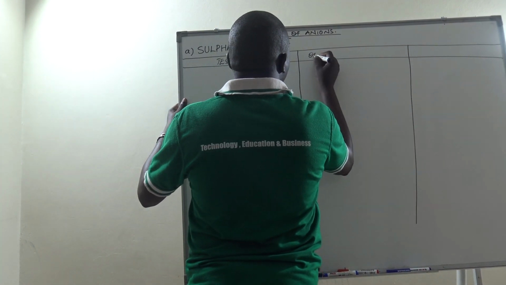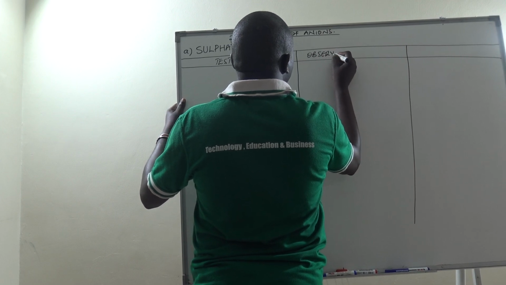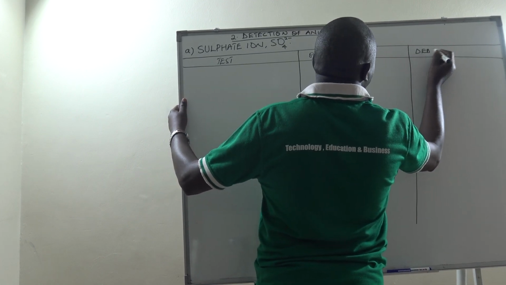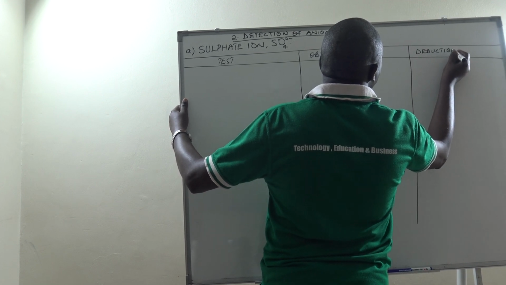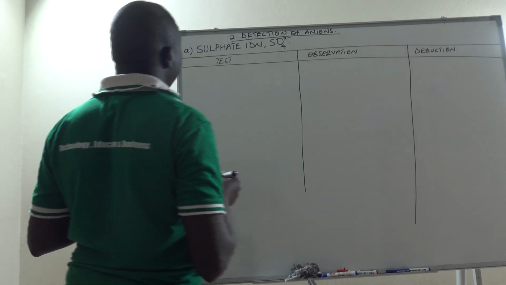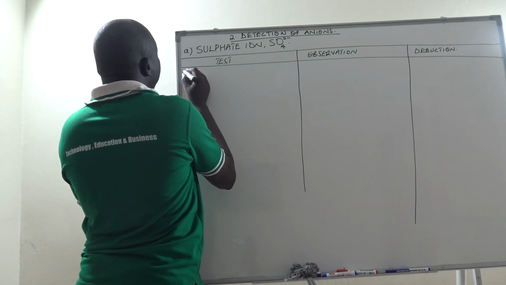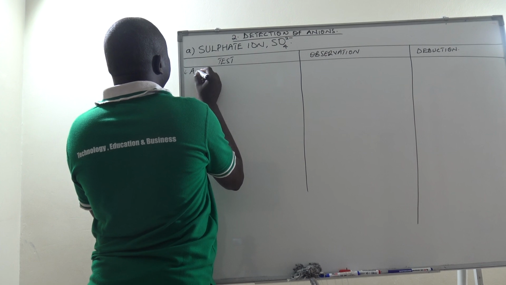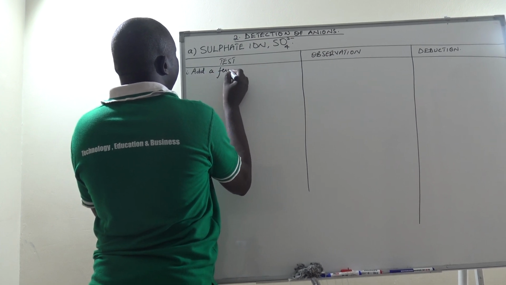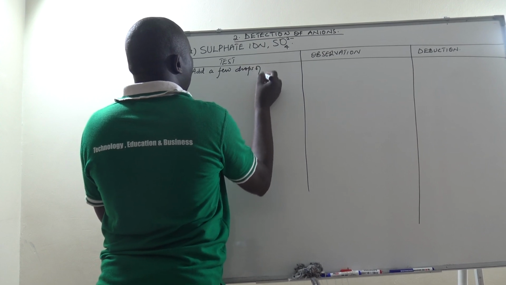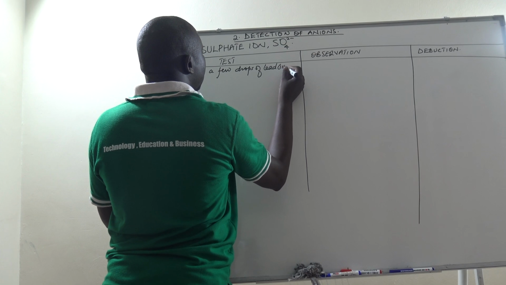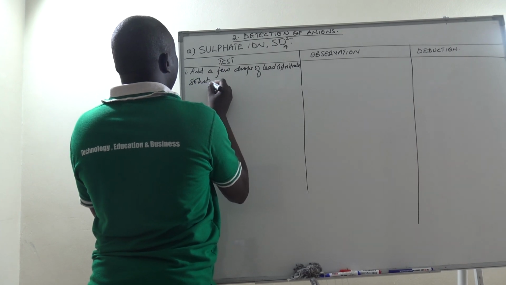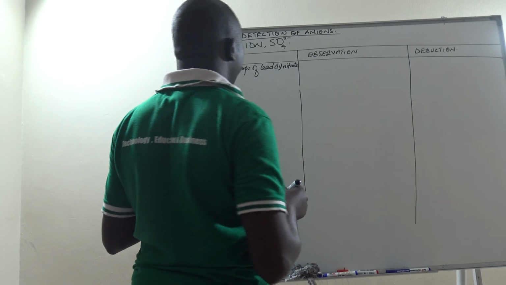We also look at the observation that we shall make as a result of the test, and then what we can deduce from that in terms of the ionic composition. So, testing for sulfate ion, one of the reagents that we can use is the lead II nitrate solution. We can be told to add a few drops of lead II nitrate solution. Just this only.